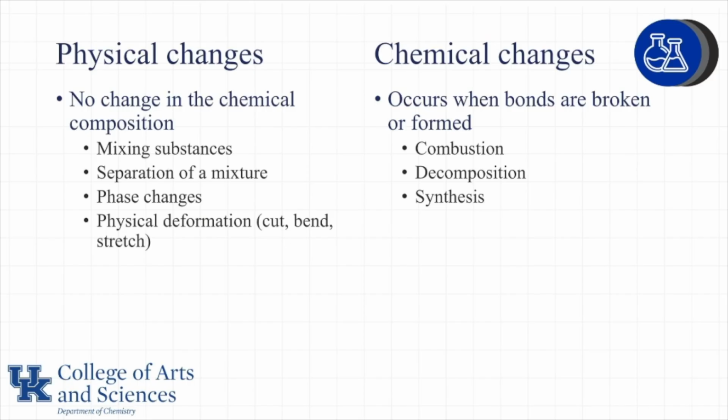For chemical changes, remember bonds have to be broken and formed. Not all of them have to, but some of them have to change. So examples are combustion, so burning something, decomposition, or breaking things down, and synthesis, where we make new compounds. All of those are examples of chemical changes.